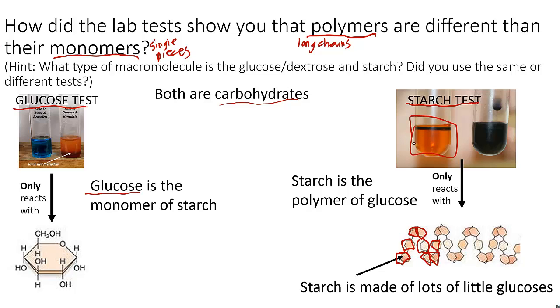If I put a bunch of glucoses together, it's going to be a different thing and have different properties. And I'm going to have to use a different test to find it. So I'm going to have to use a starch test if I put a bunch of glucoses together, because I now have a polymer of glucose. And a polymer of glucose has different properties, and I need to use a different test. Same as the monomer of starch has different properties than starch, and I have to use this different glucose test to see where glucose is.